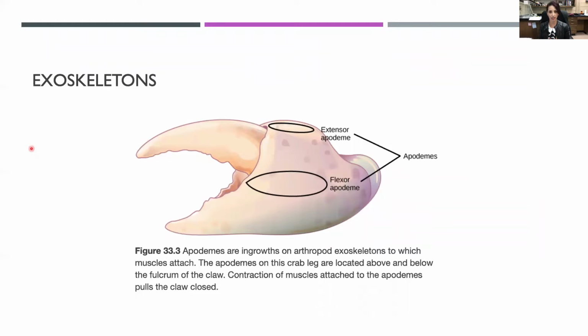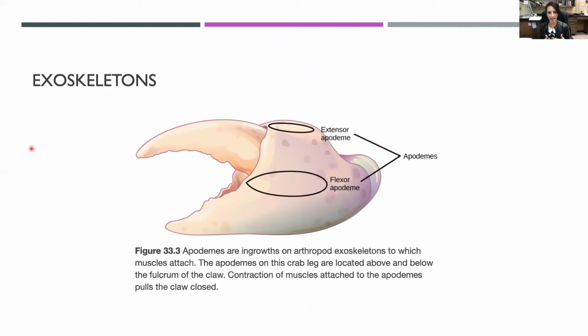These exoskeletons have special ingrowths in them called apodems. And these apodems are where muscles are attached. So kind of like you and I have tendons, the creatures with exoskeletons have apodems.